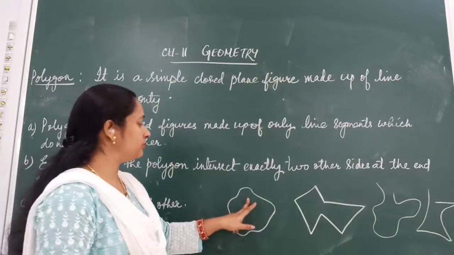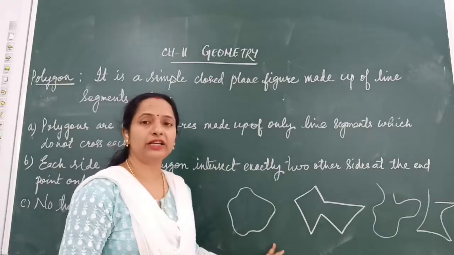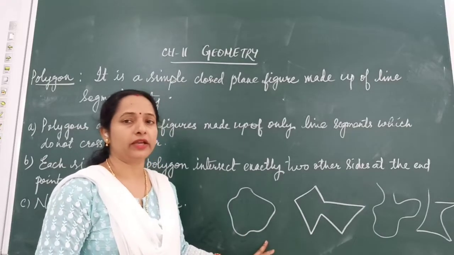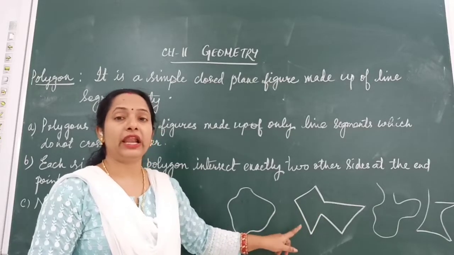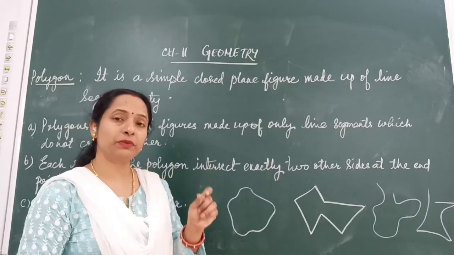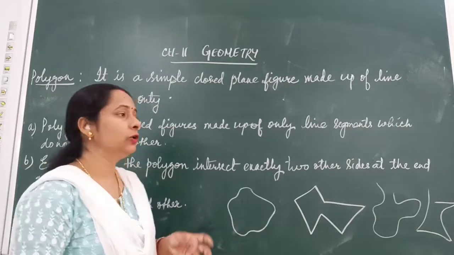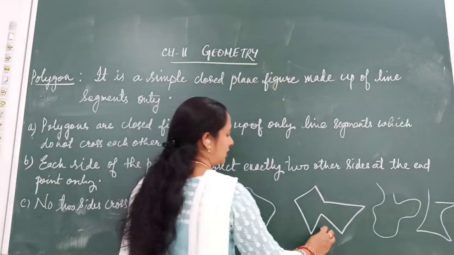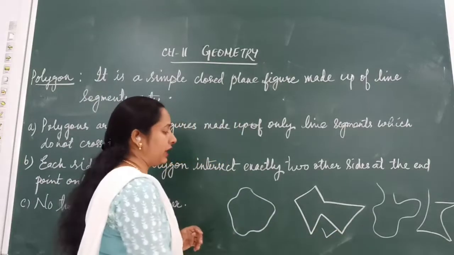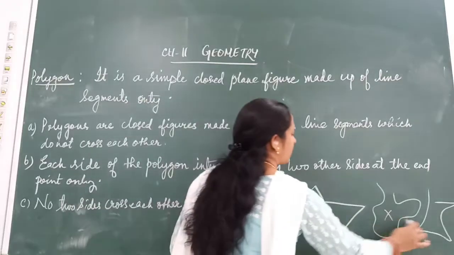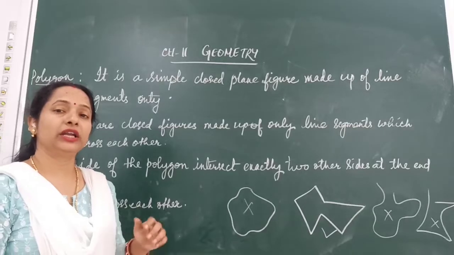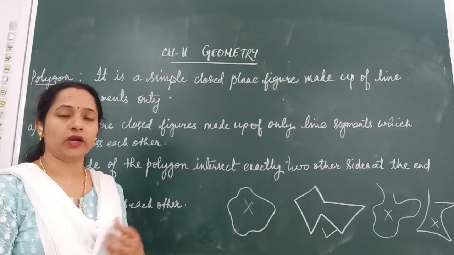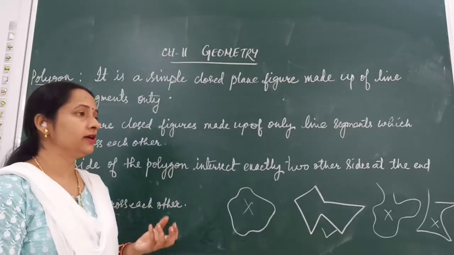Now if you observe, this is also a closed figure but it is made up of curved line, whereas this is a closed figure made up of line segments. So as per the definition of polygon, we can say this particular figure is a polygon and the rest of these three figures are not polygons. Understood? Now there are some special features of polygon to identify and understand.